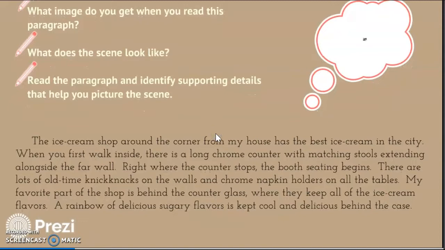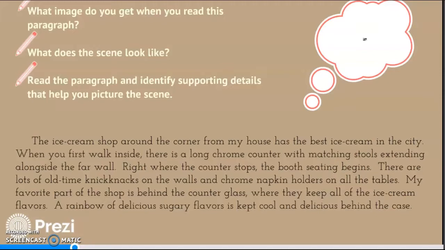Now, I'm going to read the paragraph at the bottom. I want you to keep in mind the questions on the top, which are, what image do you get when you read this paragraph? What does the scene look like? I also want you to identify supporting details that will help you picture the scene.